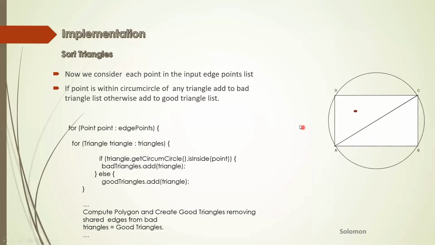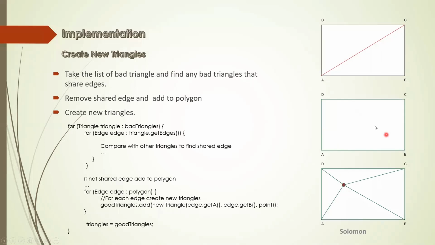The next step in our algorithm is to take a point and sort all the triangles into either good triangles or bad triangles based on whether this point lies within the circumcircle of the triangles. So here, that's our point, and the circumcircles of both these triangles contain this point, so basically both of these triangles are bad triangles in this example.